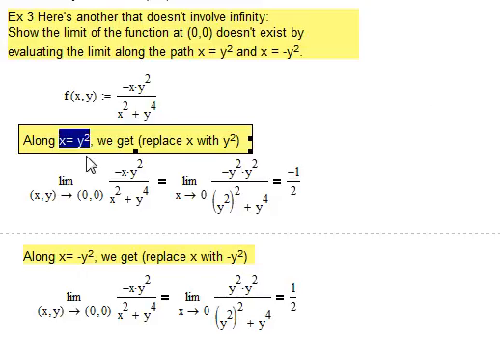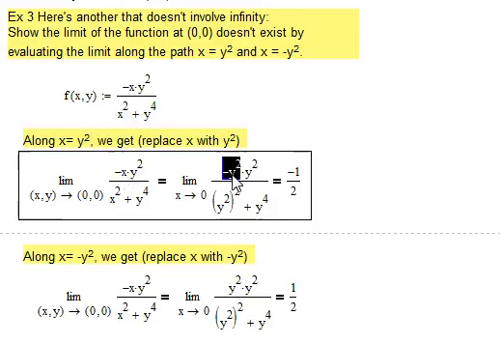But if we look on this path, then we're going to replace all our x's with y squared. So this x gets replaced with a y squared, and this x squared gets replaced with a y squared squared. So we'd get negative y to the fourth over this y to the fourth plus this y to the fourth. So that's 2y to the fourth. So we got negative y to the fourth over 2y to the fourth, and of course the y to the fourth cancel, you just get negative a half. That's the limit on this path.